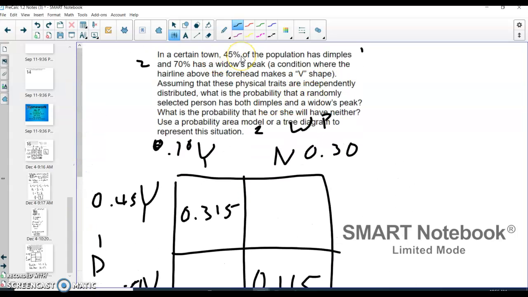All right, that is an odd one because of the way that it's set up. You would think that we don't have two events there, but we just have to think yes and no for dimples, yes and no for widow's peak.